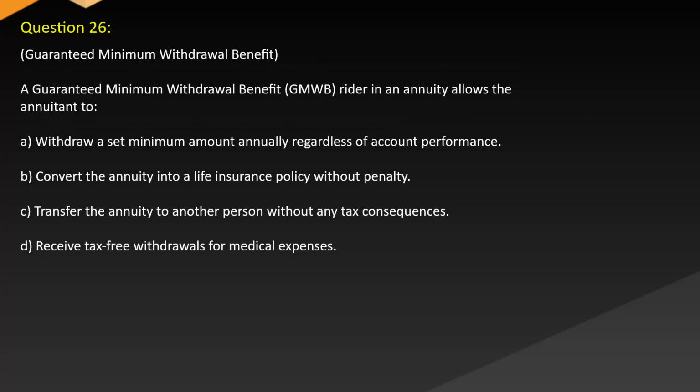Question 26. Guaranteed minimum withdrawal benefit. The guaranteed minimum withdrawal benefit rider in an annuity allows the annuitant to: A. Withdraw a set minimum amount annually regardless of account performance. B. Convert the annuity into a life insurance policy without penalty. C. Transfer the annuity to another person without any tax consequences. D. Receive tax-free withdrawals for medical expenses.